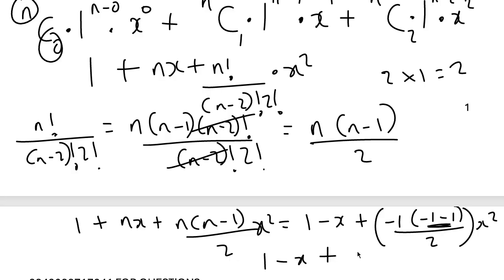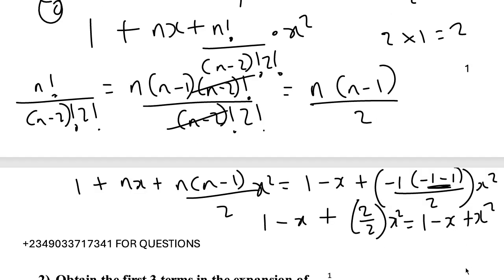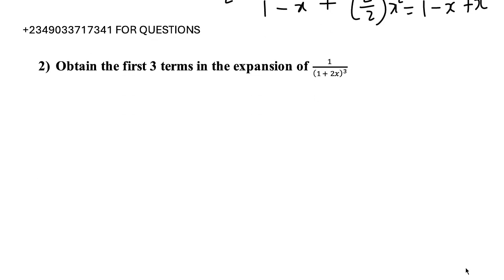That's plus negative 1 times negative 2 is positive 2. So we simply have 2 over 2 x squared. So it's simply 1 minus x plus x squared. And these are the first 3 terms in the expansion. I hope you grab it. So I want you to pause the video and attempt this question.